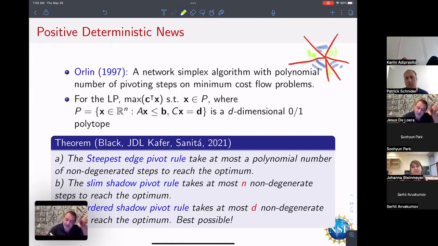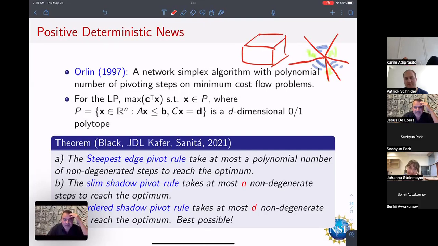By the way, this does not happen if you are non-degenerate, right? So if you're like a cube, cubes are non-degenerate because every vertex is given by exactly three hyperplanes. Does that make sense to you, Sergey? Yeah?